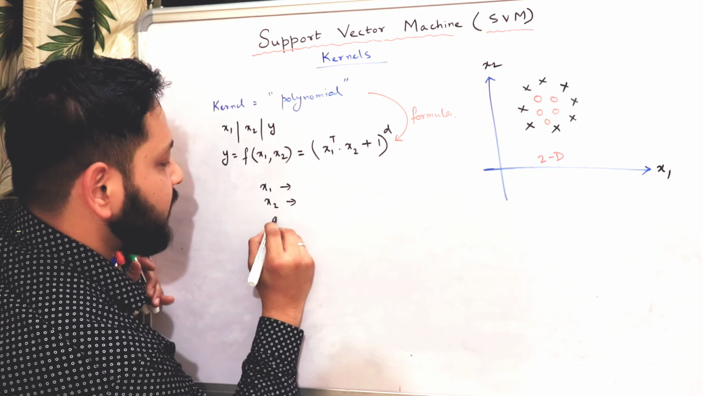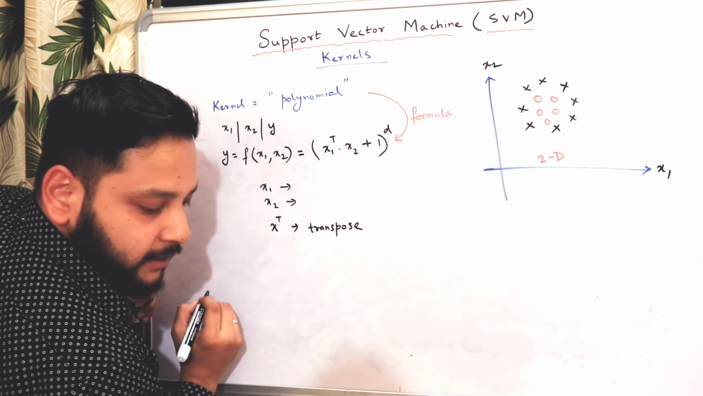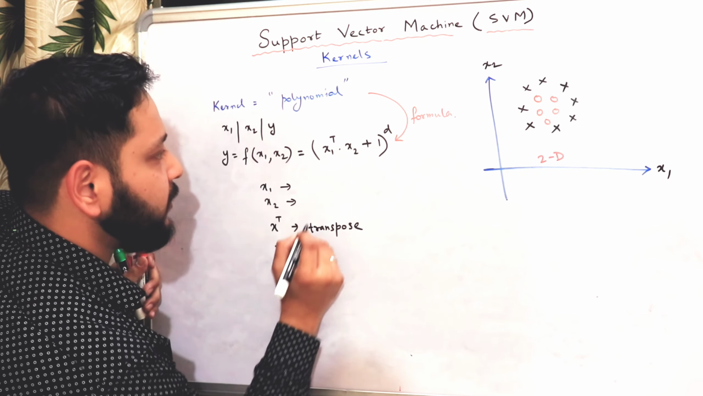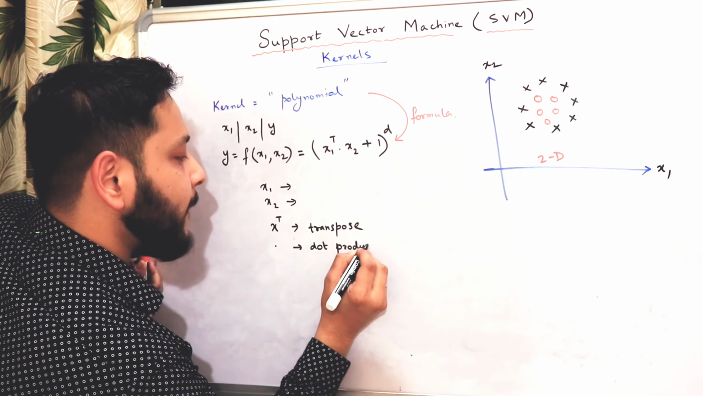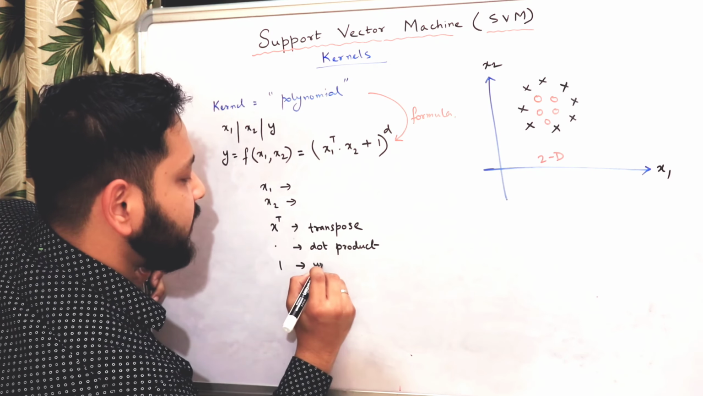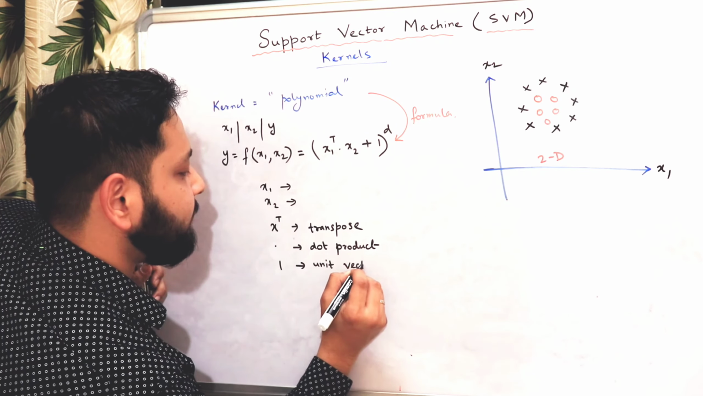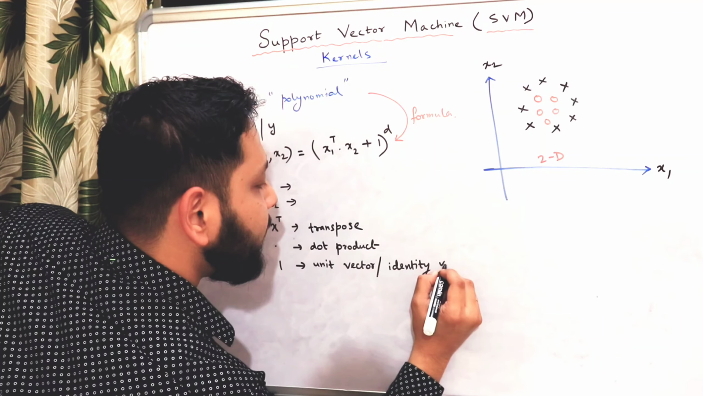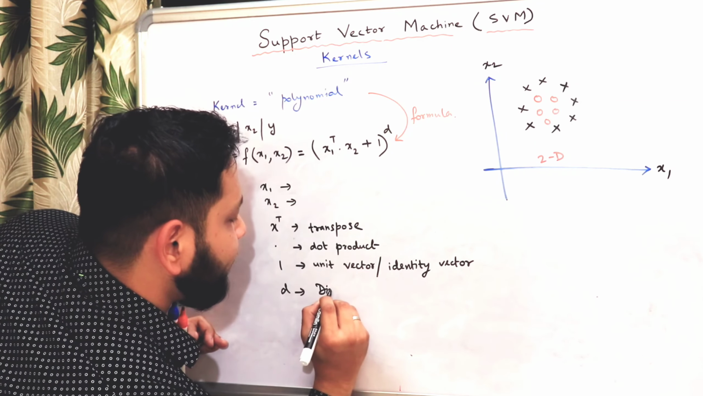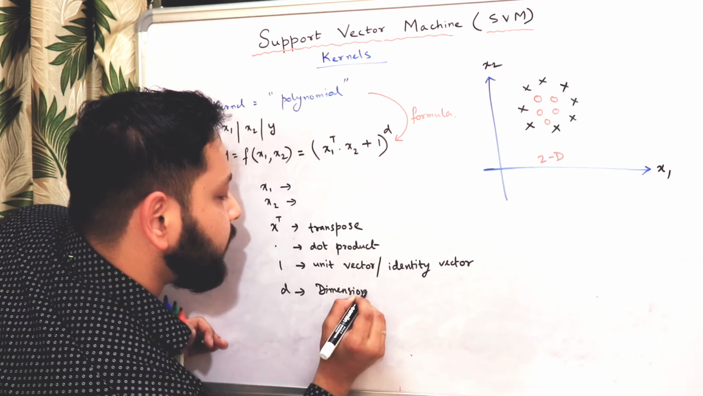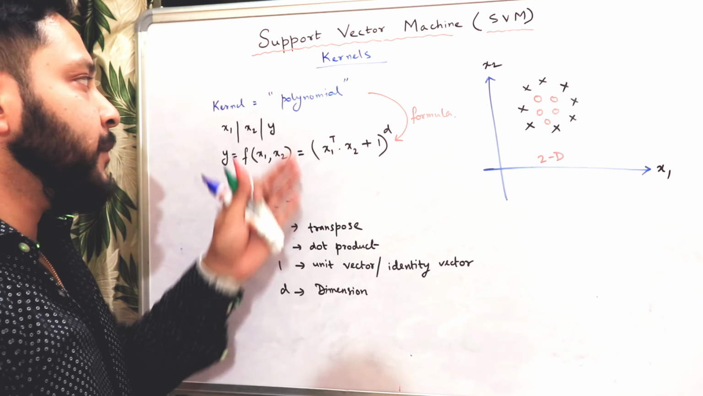What is x transpose? This is transpose. Now what is this dot? Dot is dot product. What is this one? One is unit vector, identity vector. The D is dimension. Dimension of this polynomial function.